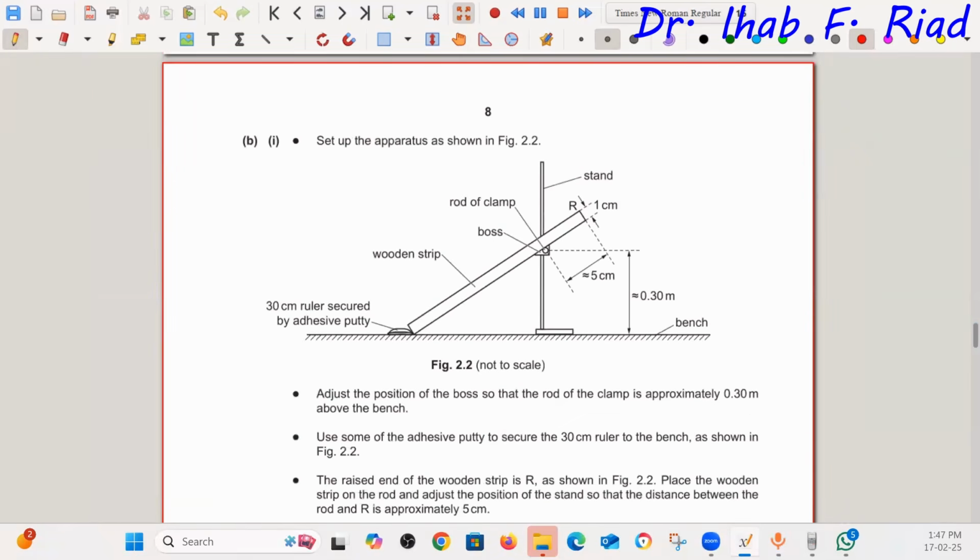Set up the apparatus as shown. So he's telling us to set up the apparatus as shown. We have a stand, we have a boss, and we are lifting the piece of wood as shown in the figure. Can you see the figure? Yes. Okay. I don't know why it is not going.